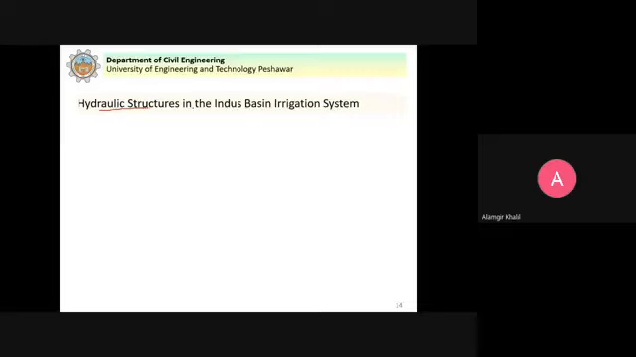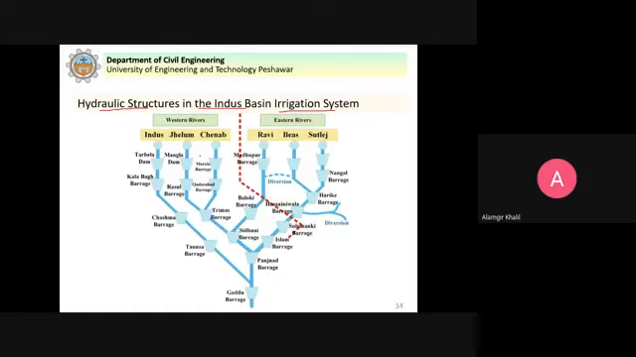Now the hydraulic structures in the Indus Basin irrigation system. You can see here that we have the western rivers, the Indus River, the Jhelum River, and the Chenab River. We discussed the Indus Water Treaty. Pakistan has full control over the water use of these 3 western rivers, whereas India has full control over the use of water for these 3 eastern rivers, Ravi, Beas, Sutlej. This red dash line basically shows the partition line.